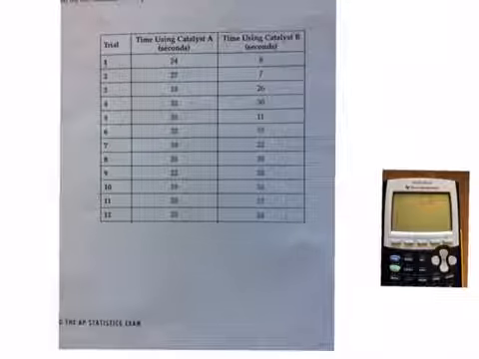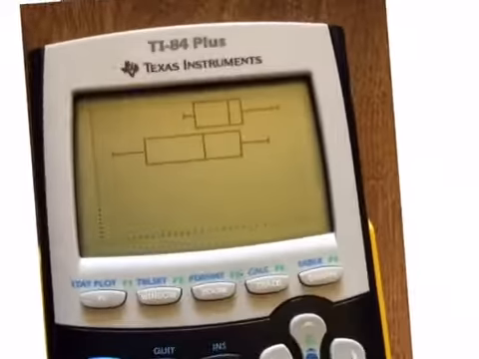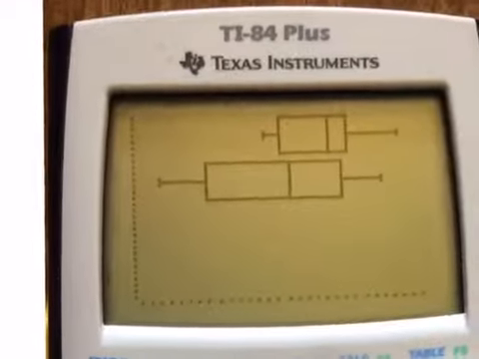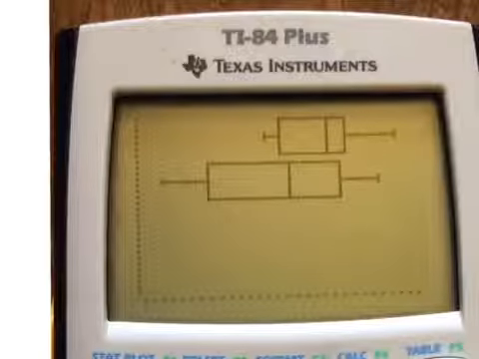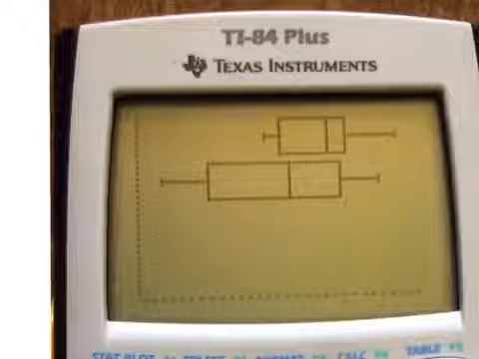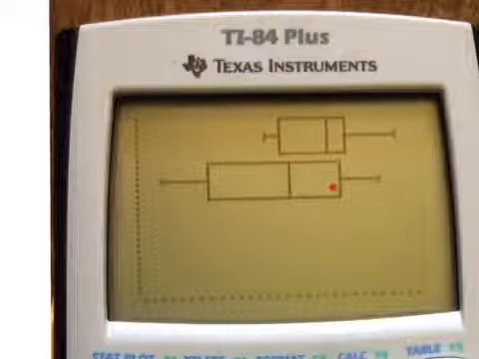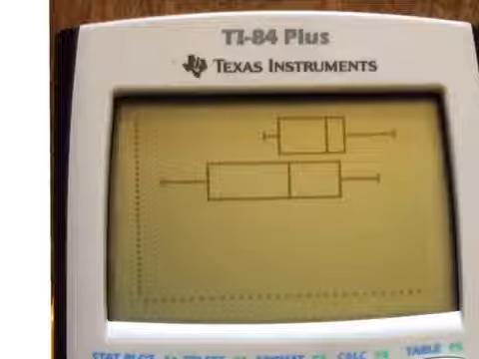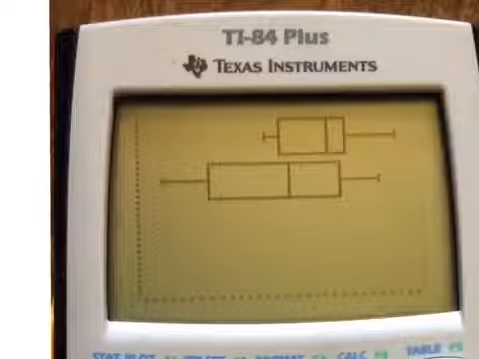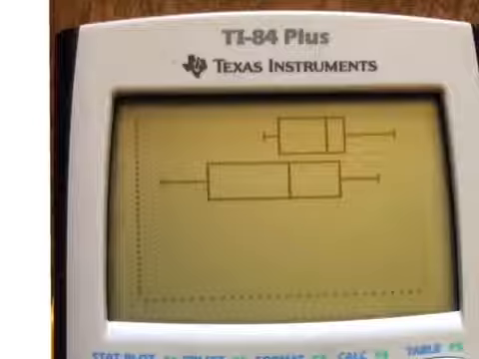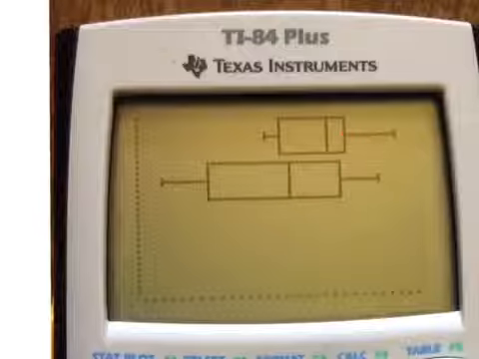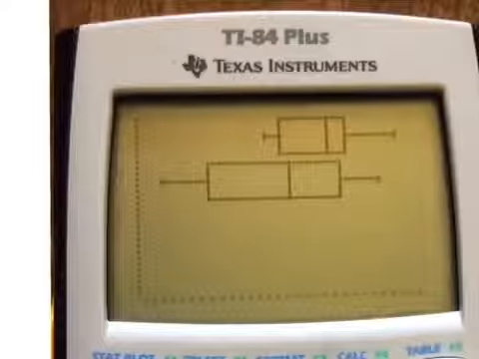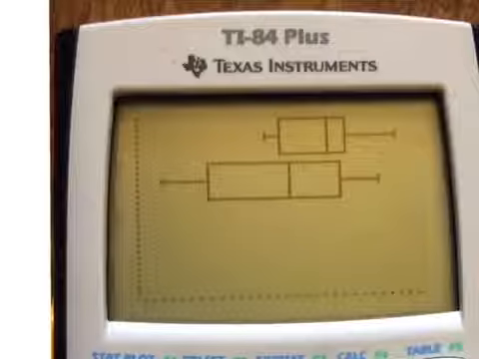Here they are. Now, list 1 is right here, and this is list 2. Okay, catalyst A, catalyst B. So the first part of the question is just do the box plot. And remember, you can press trace and get those actual numbers in there and then label that, which I would suggest. So there's that.